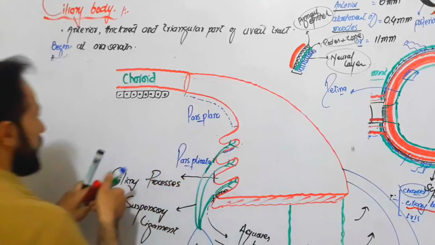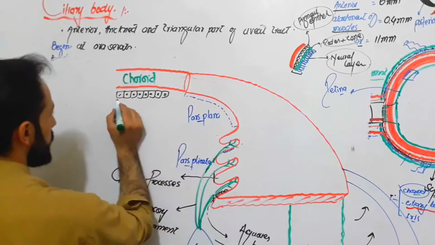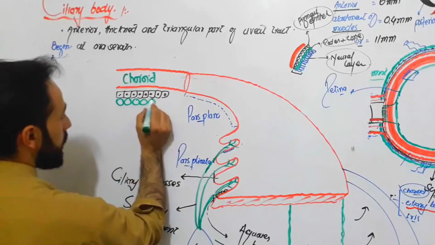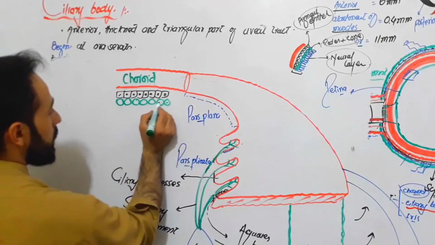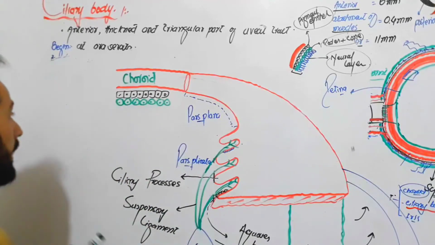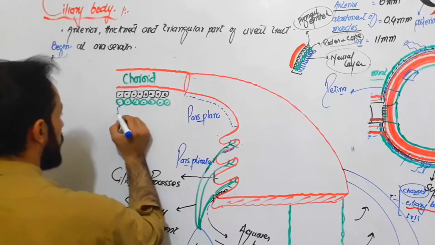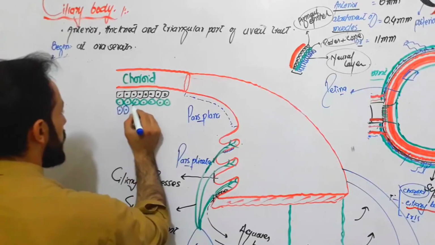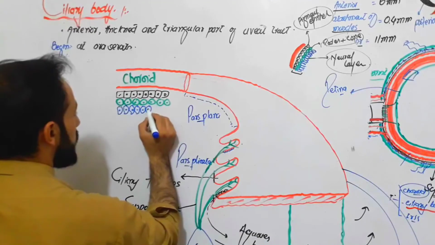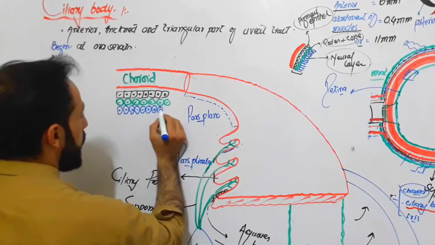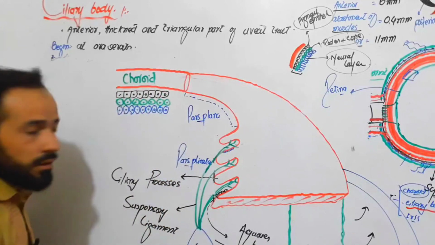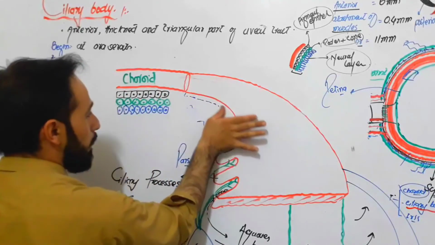Then we have the rods and cones. For example, I will draw them rounded in structure, rods and cones. These are a special type of cells which detect the colors, right? Rods and cones. And then there are some cells of what? Cells of the neural part of the retina, which we will discuss later, inshallah, right? Like this. Now look, this is the part of the retina.